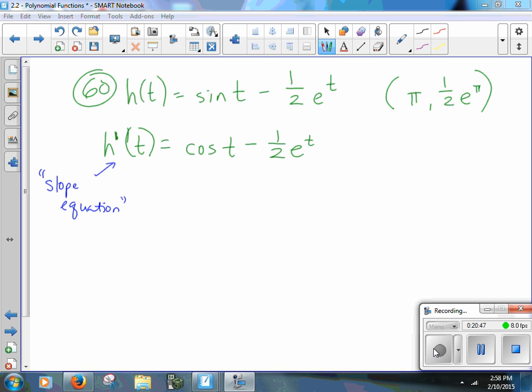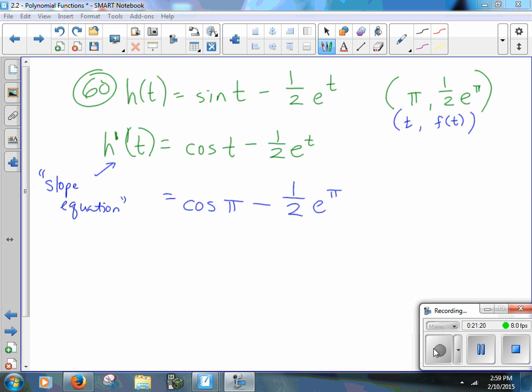Now, how am I going to find the slope at that point, pi, 1/2 e to the pi? What do these represent? What's pi represent? T. All right, so what are you going to plug in? Pi. So t. Cosine of pi minus 1/2 e to the pi. Do you see how that looks funky?